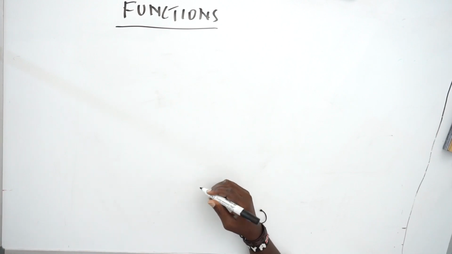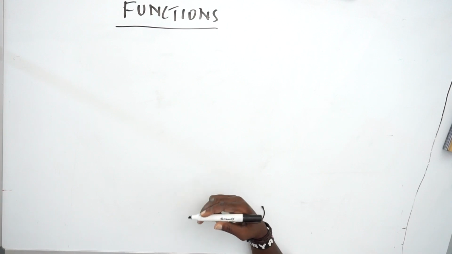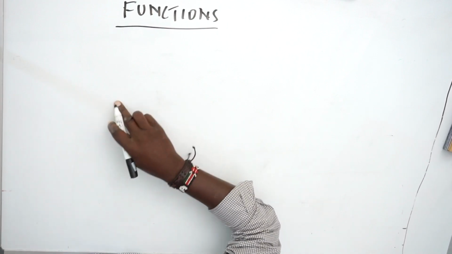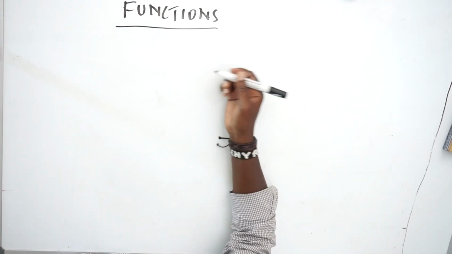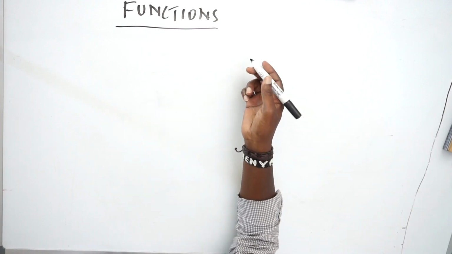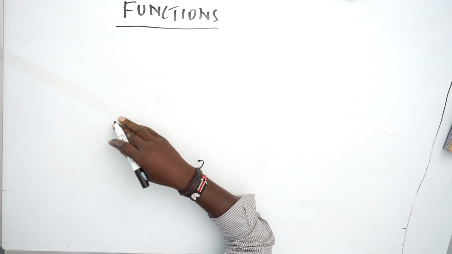This is an extended algebra topic, and from the word one can decipher the meaning of the word function as dependent. The function describes the relationship between two sets of numbers which are related to each other, where one particular set of numbers would depend on the other one.